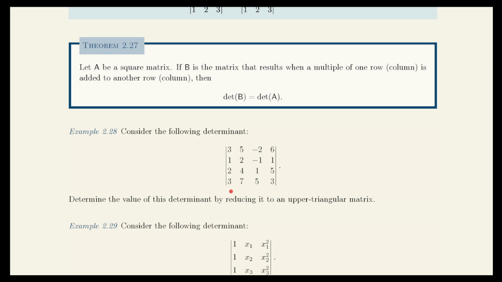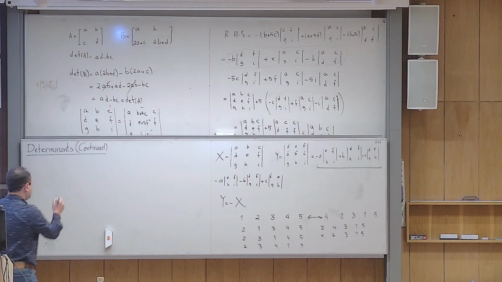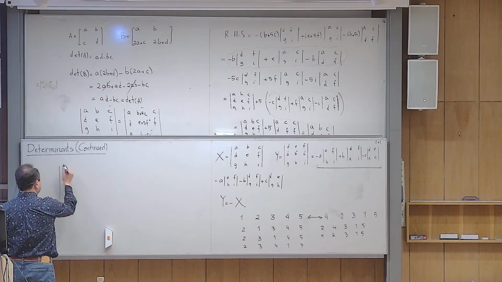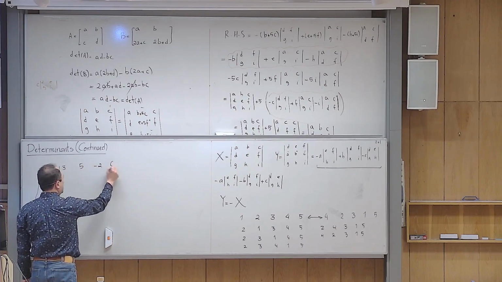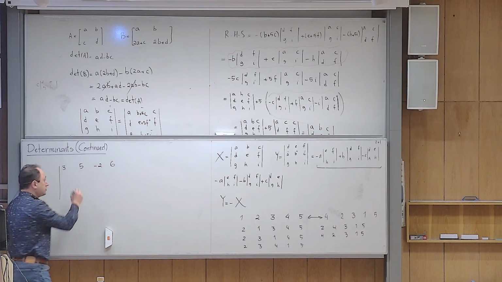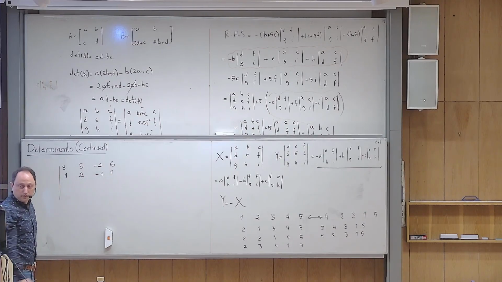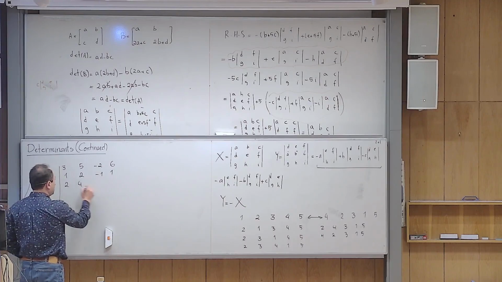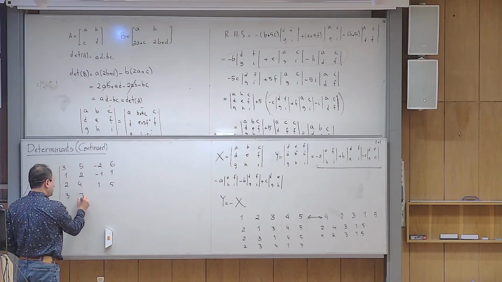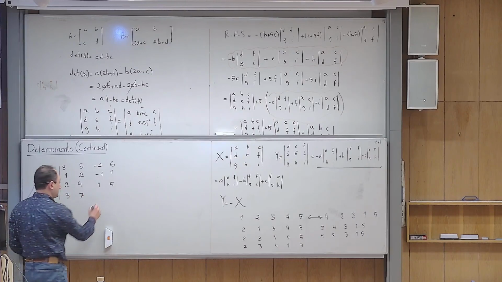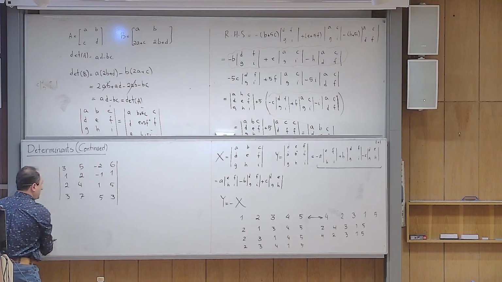Okay, so the determinant is this. We want to calculate the determinant 3, 5, minus 2, 6, and then I have 1, 2, minus 1, and 1, and then I have 2, 4, 1, and 5, and then I have 3, 7, 5, and 3.